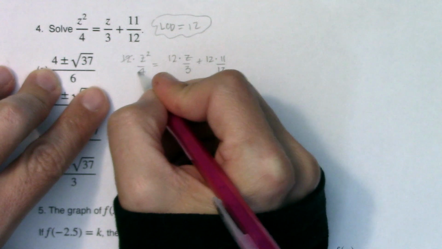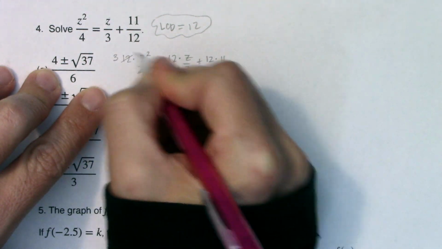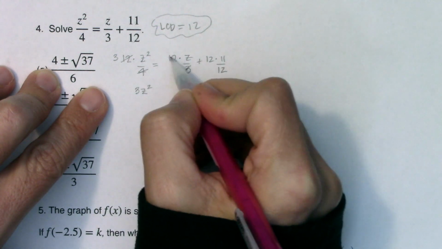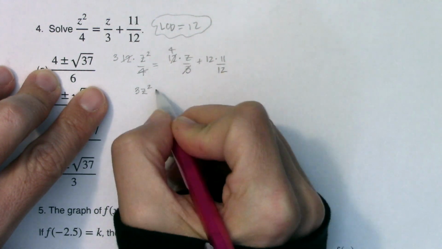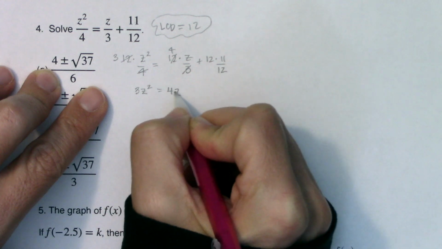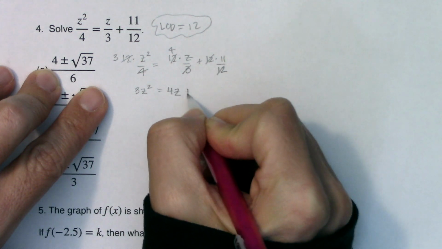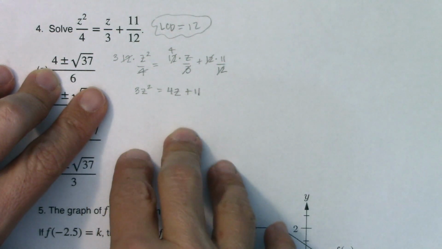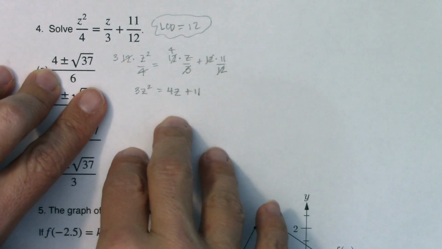The 12 and the 4 are going to go away. That's going to leave me with the 3. So on the left side, I'm going to have 3z squared. The 3 and the 12 are going to go away, leaving me with the 4. So over here I'm going to have 4z. And then the 12 and the 12 are going to go away, and that's just going to leave me with the 11. So now I'm looking at a quadratic equation.